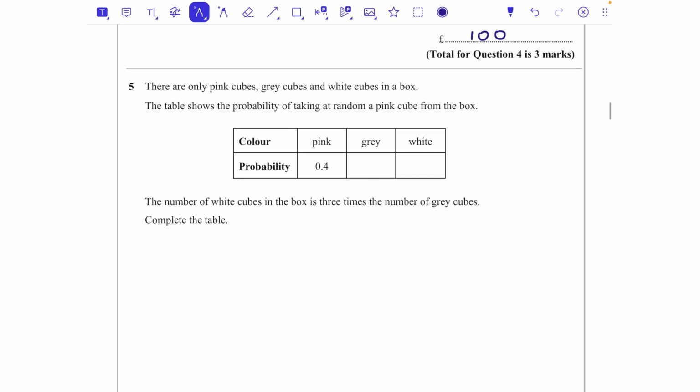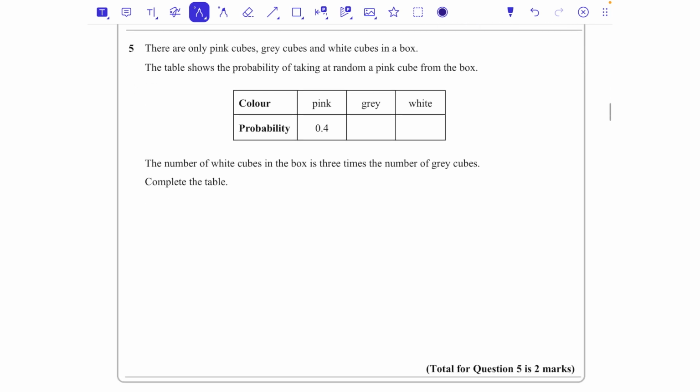Question number 5. There are only pink cubes, grey cubes and white cubes in a box. The table shows the probability of taking at random a pink cube from the box. The number of white cubes in the box is 3 times the number of grey cubes. Complete the table. So we know that with these tables, they always need to add up to 1.